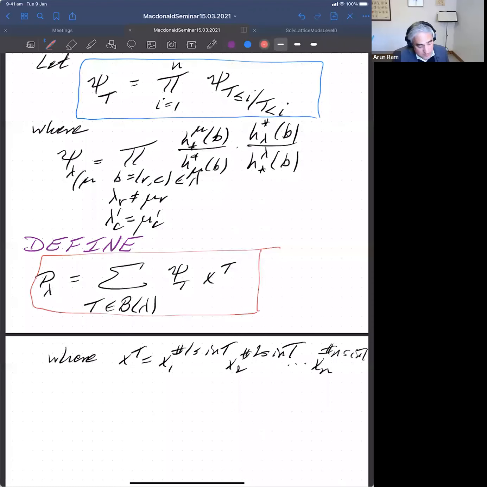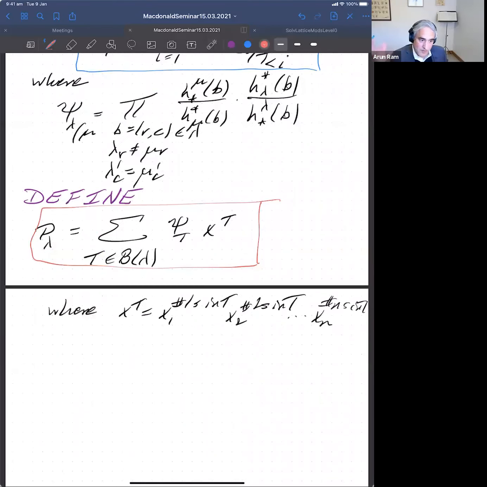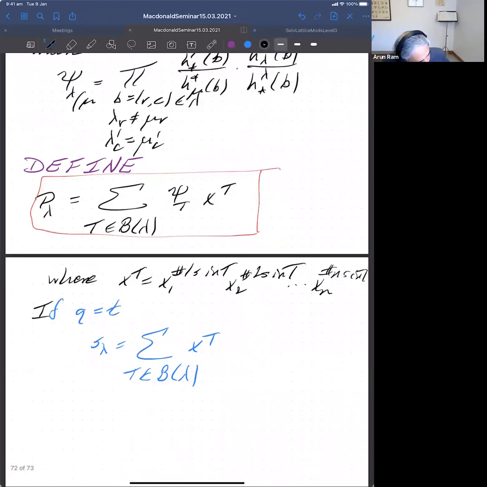And you are in the same position that Stanley was in 1970 or something, that you have a purely combinatorial definition. In the case of the Schur function, this was historically very important. So if q is equal to t, what you get is that this is just the sum over all the crystal of the weights of the crystal. And this is, of course, one of our favorite definitions of the Weyl character or of the Schur function. But now we have immediately a problem.